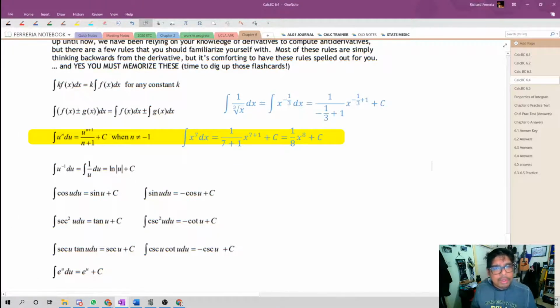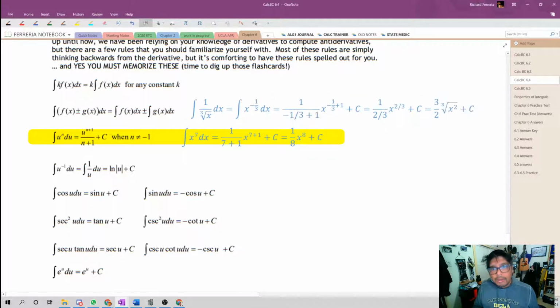The antiderivative looks kind of ungainly. 1 over negative 1/3 plus 1 multiplied by x to the negative 1/3 plus 1. Just a little simplification and we get 1 over 2/3 x to the 2/3 power, which simplifies to 3/2 the cube root of x squared plus constant. So as you can see, things work out.